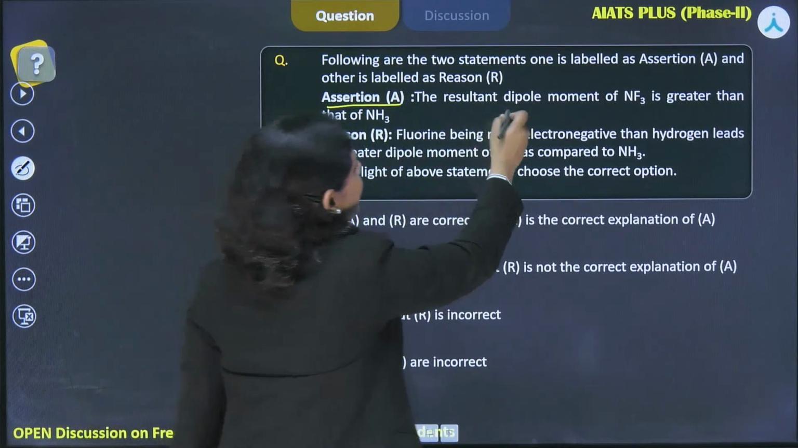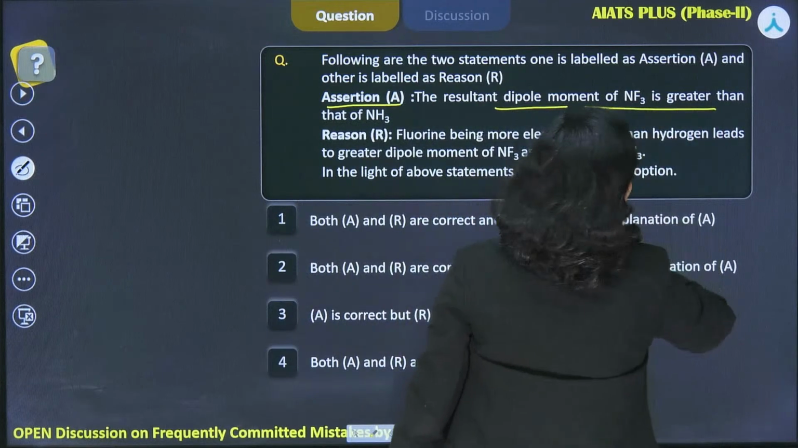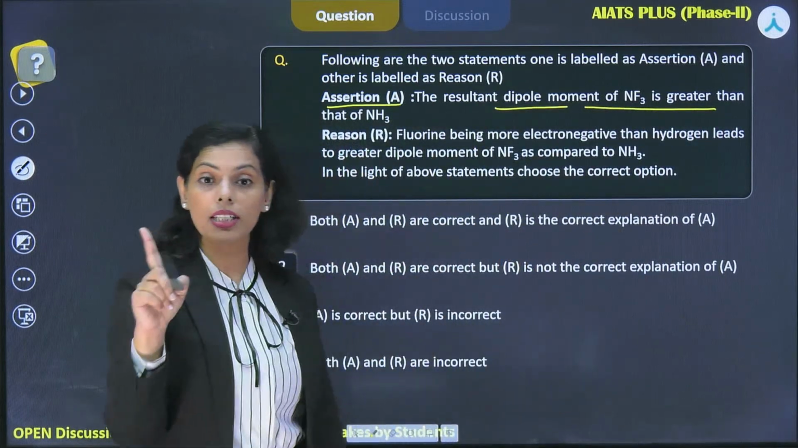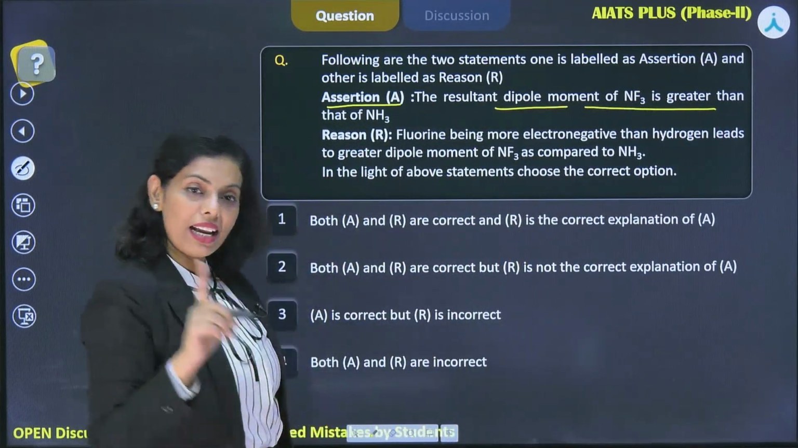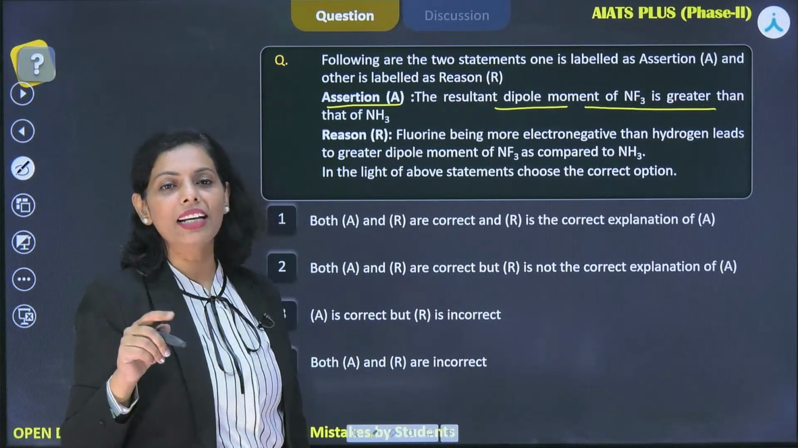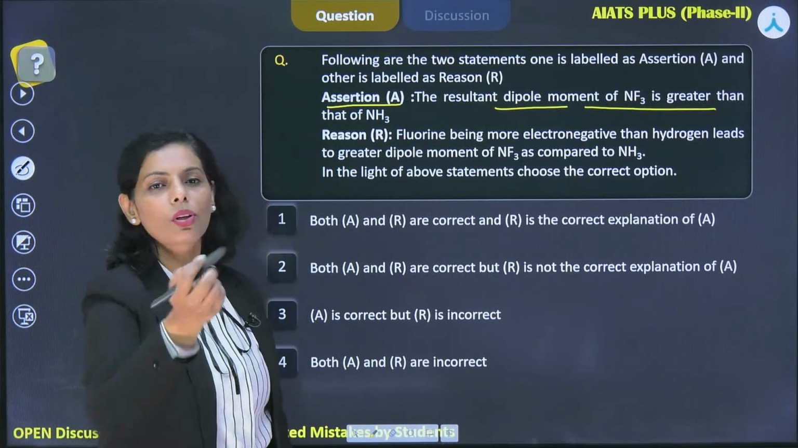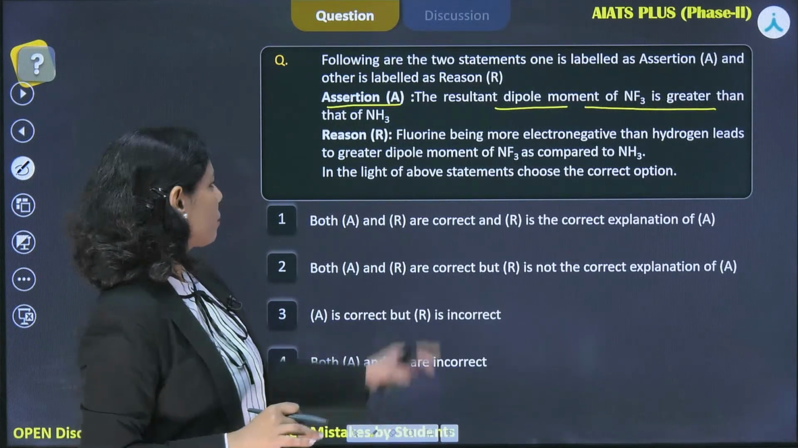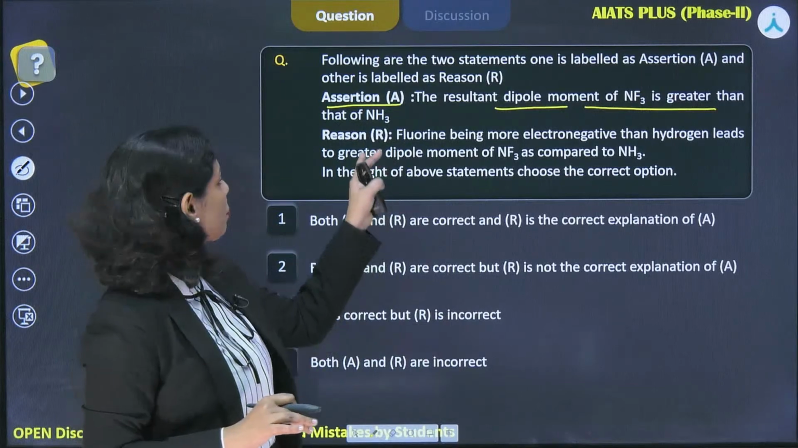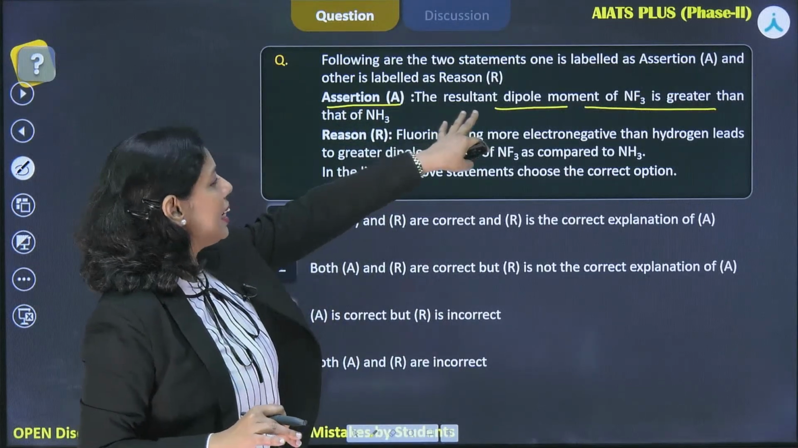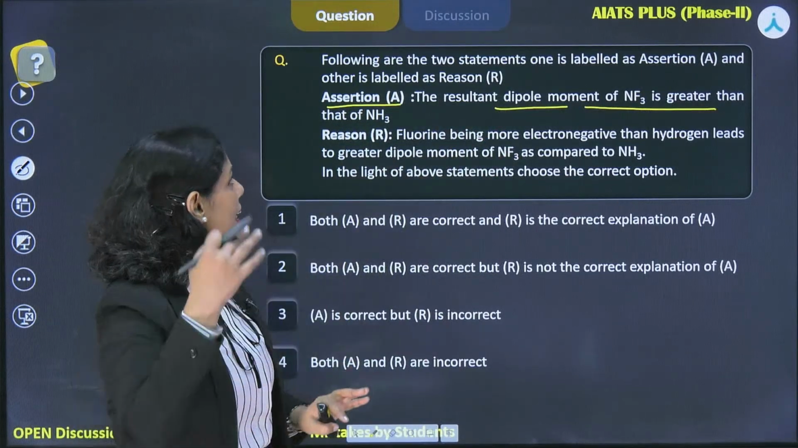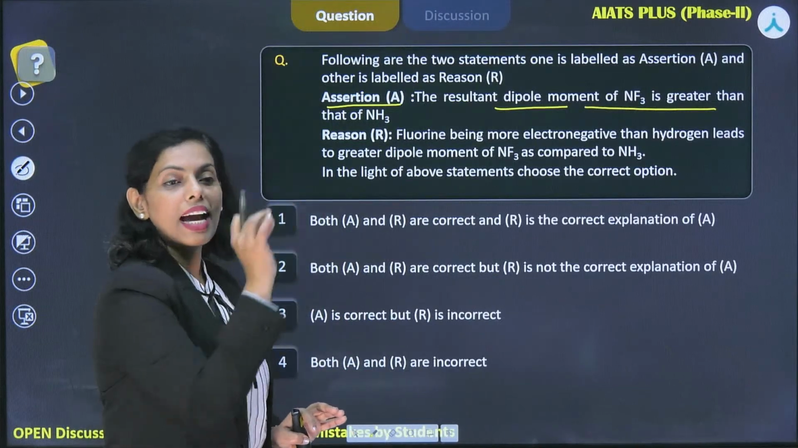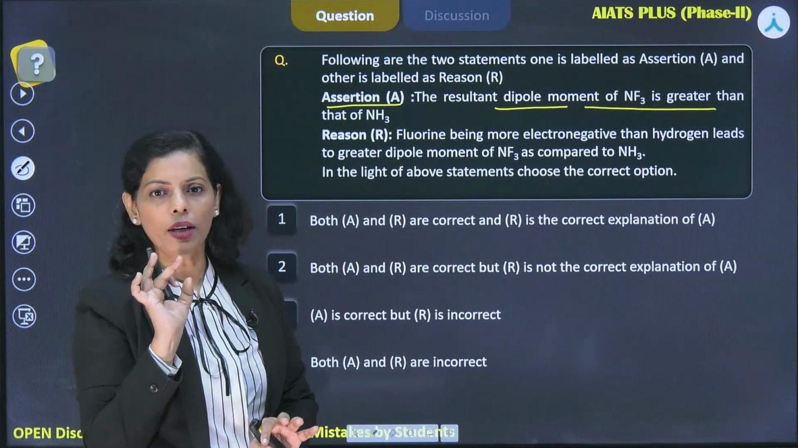Assertion says the resultant dipole moment of NF3 is greater than that of NH3. The first statement. Okay, and now I got it. What I was just looking at, I thought that you were replying with respect to the value written by Sahin Sultana. Okay, now I got it. So, the assertion statement says the dipole moment of NF3 is greater than NH3. So, in one line we can say it is incorrect. Okay.